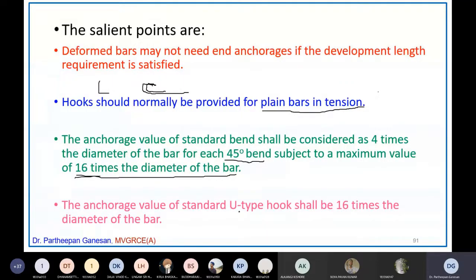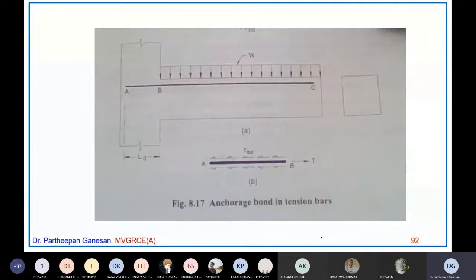Similarly, the maximum should be 16 times the diameter of the bar. The anchorage value of a standard U-type hook shall be 16 times the diameter. Again, these are both the same, maximum 16 times the diameter. Okay. Now this bar is in tension. This is an example of anchorage bond in tension bars.